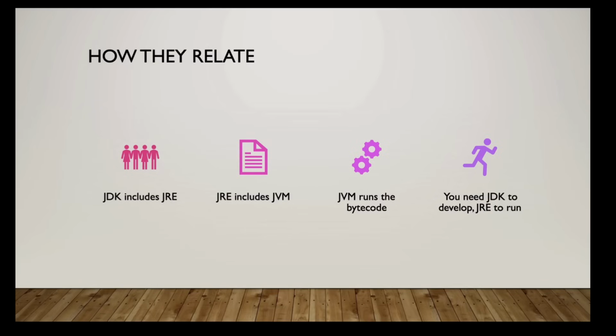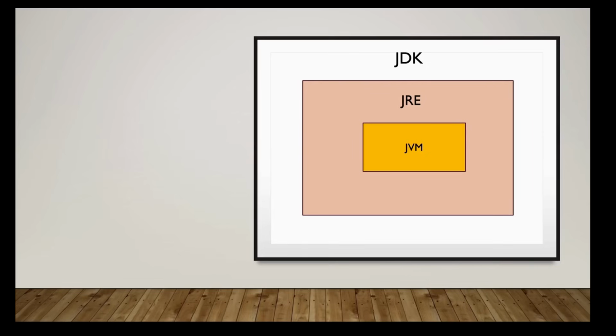So how are they related? As I told you, JDK includes JRE, and JRE includes JVM, and JVM is the main point where your actual logic takes place, which runs the bytecode. You need JDK to develop and JRE to run. If you want to develop your code, you need JDK, but if you want to run your code, you need JRE, which is the runtime environment. So this is how it looks. On the top, we have JDK. Inside JDK, we have JRE. And then inside, we have JVM.